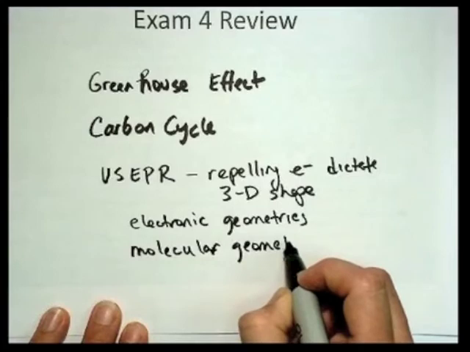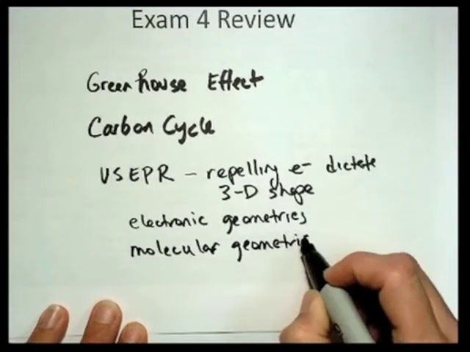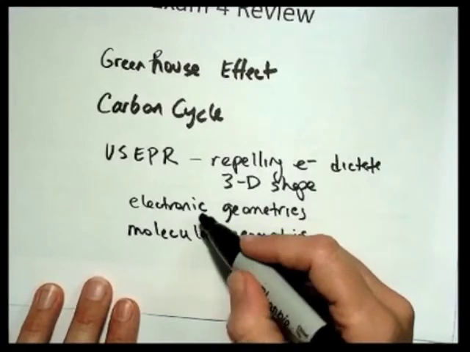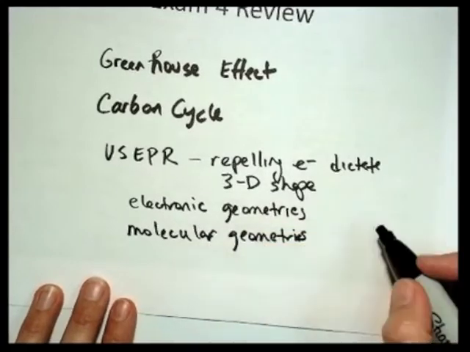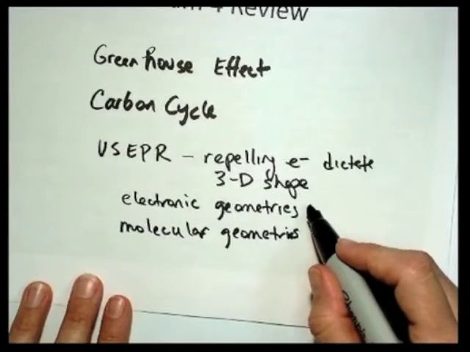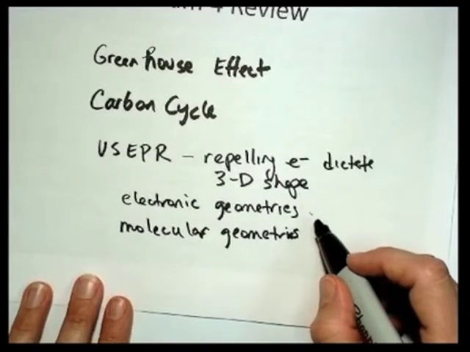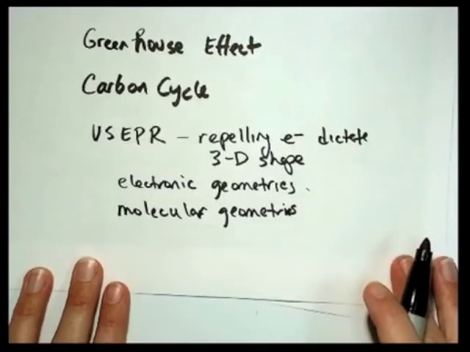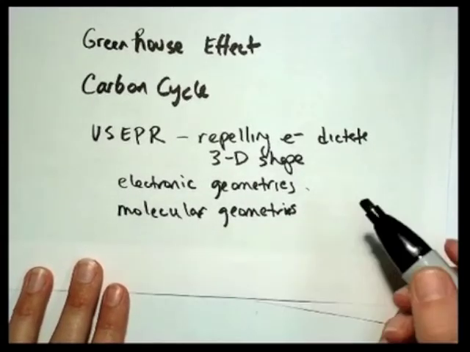Okay. If there's no non-bonding pairs on the central atom, the electronic and the molecular geometries are going to be called the same thing. But if there's some non-bonding pairs of electrons, the electronic geometry will be one of the basic three: linear, trigonal planar, or tetrahedral, but the molecular geometry will be different. It'll be what the molecule looks like. So you need to make sure you practice plenty of that.